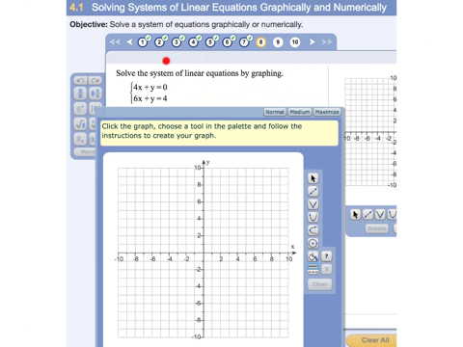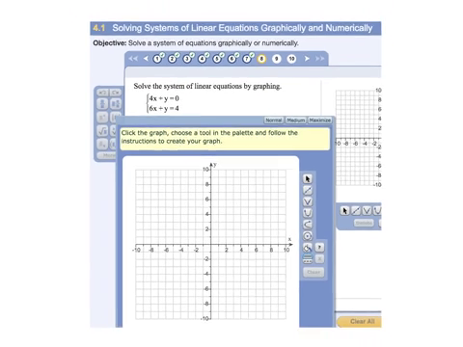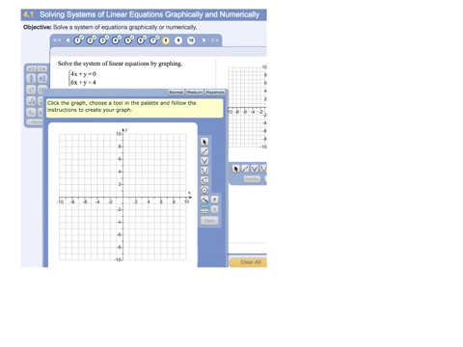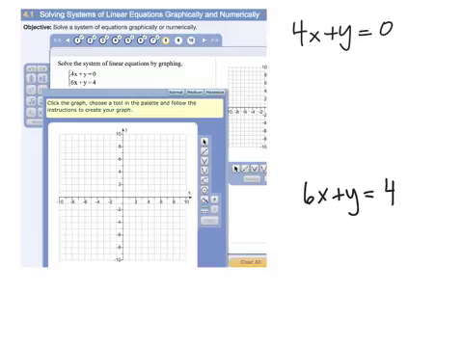Another example where we are supposed to solve by graphing. And so when we solve by graphing, we need to first write both of those lines into slope-intercept form. So that's 4x plus y is equal to 0. And all I'm doing is rewriting these equations over here. And then the next one is 6x plus y is equal to 4. And remember, the slope-intercept format is y equals mx plus b.